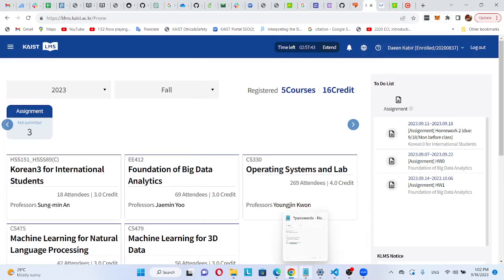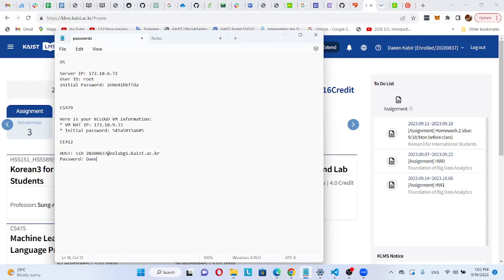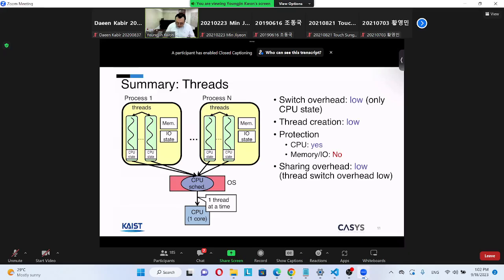Okay, so which one is faster? Process creation or thread creation? Thread creation is fast. And for process switch versus thread switch, because the address space is not changed, thread switch is much faster. So this is a summarization of process and thread: switch overhead, protection, process creation, sharing overhead, etc. So we're going through these two designs.